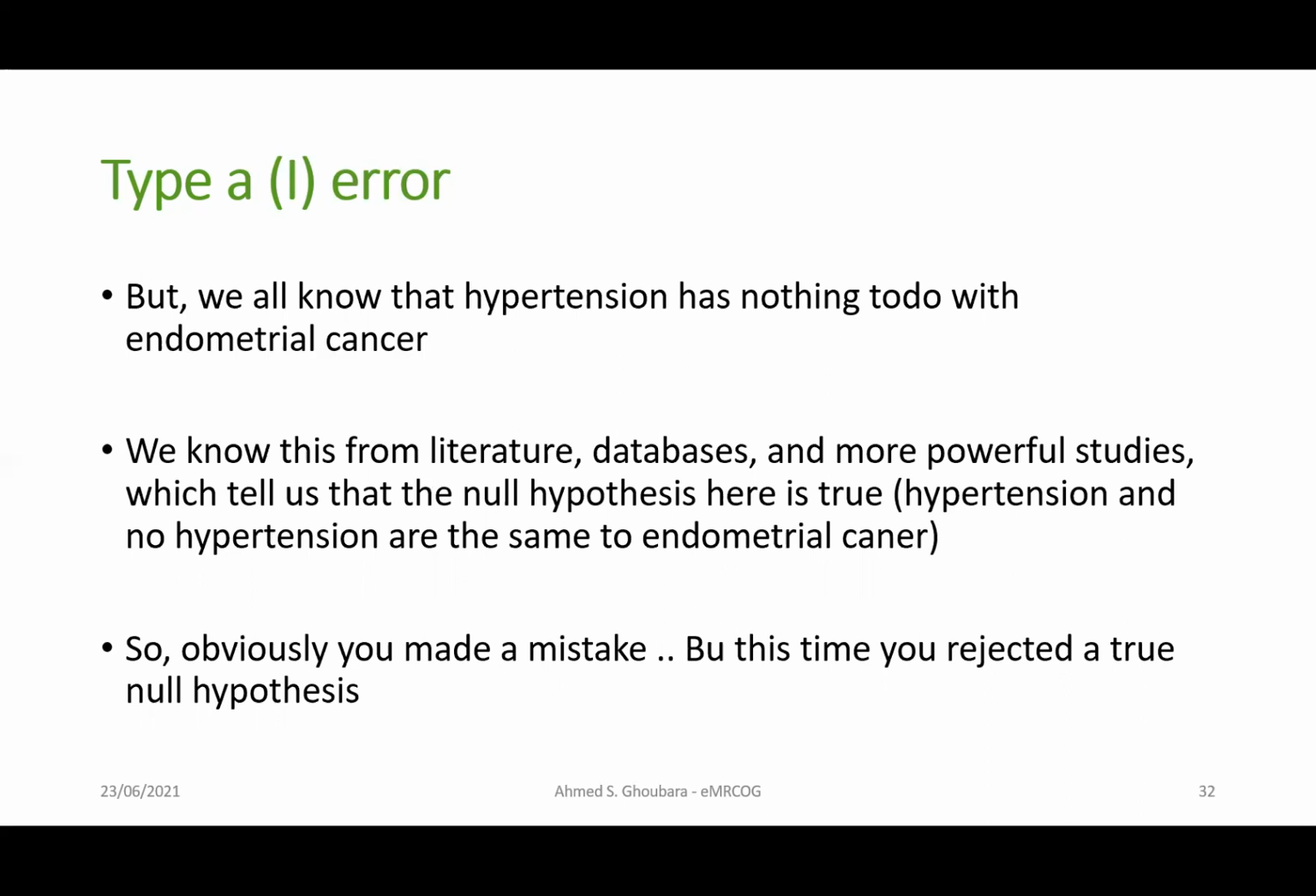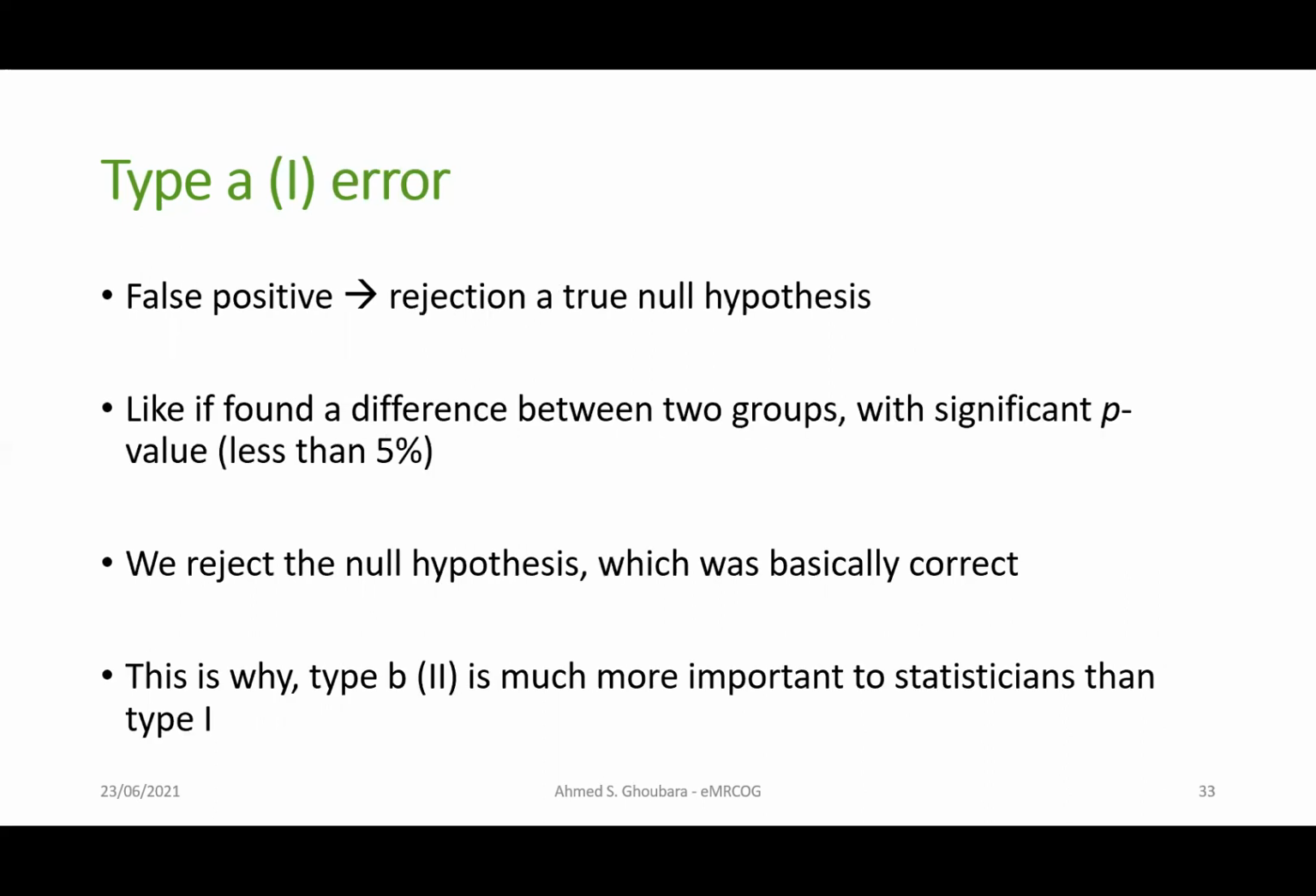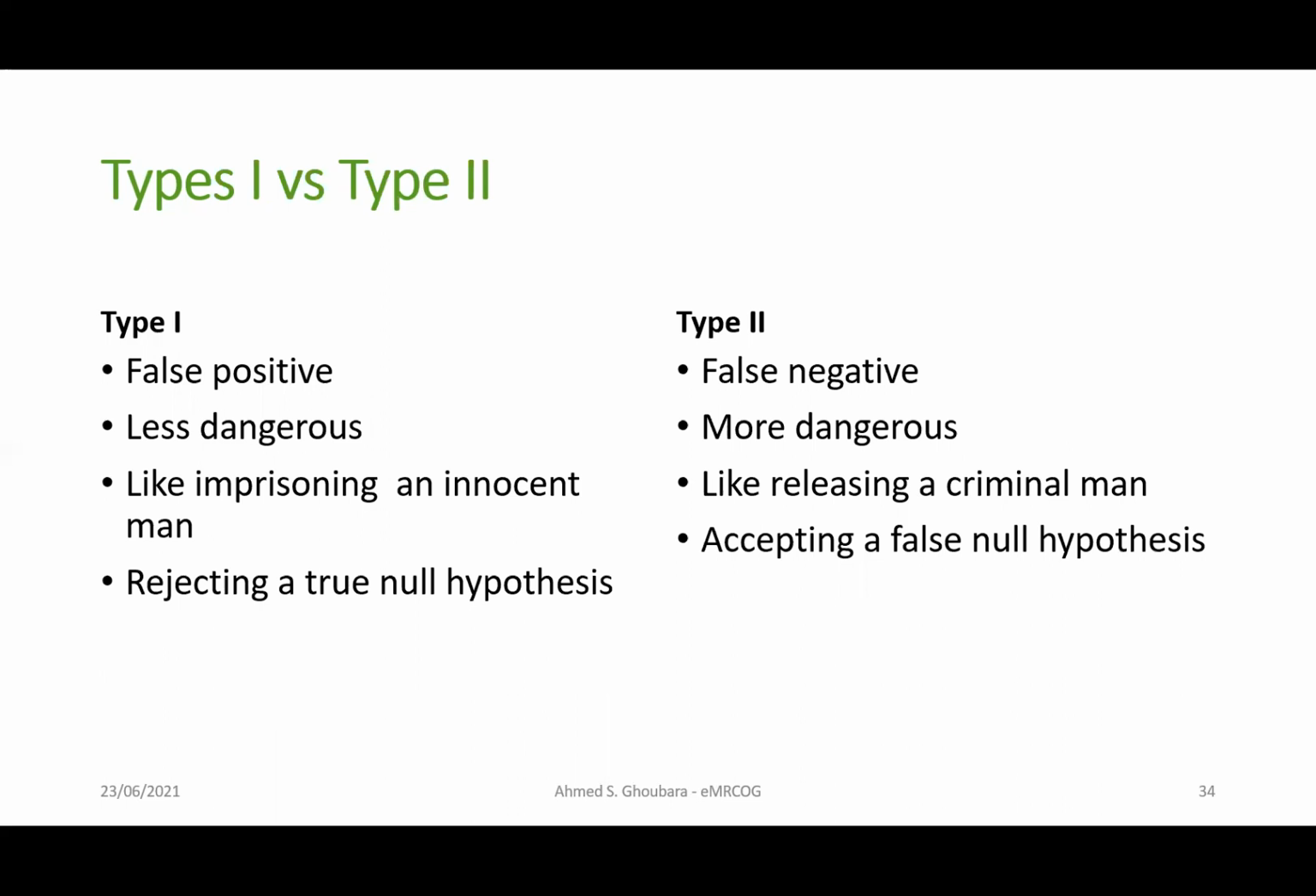So obviously you made a mistake, but this time you rejected a true null hypothesis. So type 1 error is a false positive. When you reject a true null hypothesis, you made a false positive, you made a type 1 error. So this is what you need to know about type 1 and type 2, and this is like a recap slide. Type 1 is the false positive, type 2 is the false negative. You need to memorize this by heart because this table comes up in the exam frequently. You need to have a clear idea about the null and alternative hypothesis, the false positive, and false negative.